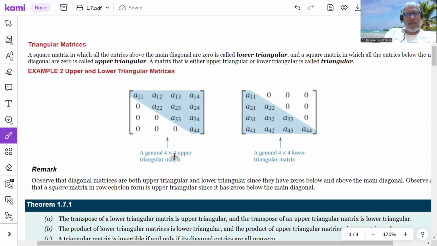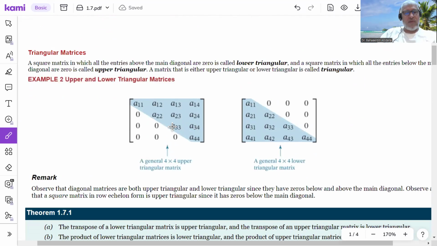What about triangular matrices? We have upper triangular matrices and lower triangular matrices. Pay attention to the definition. A square matrix. Again, we are dealing only with square matrices up to now in this section, in which all the entries above the main diagonal are zero. So above the main diagonal, the entries should be zero.